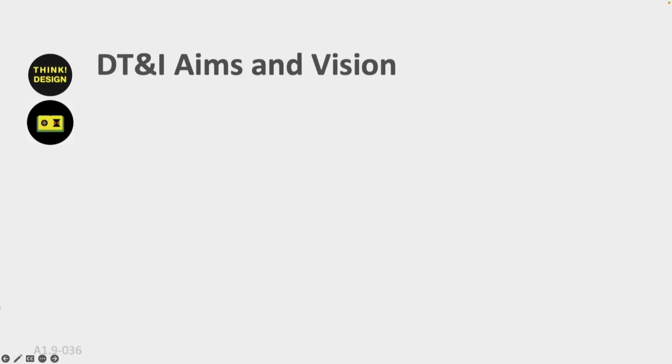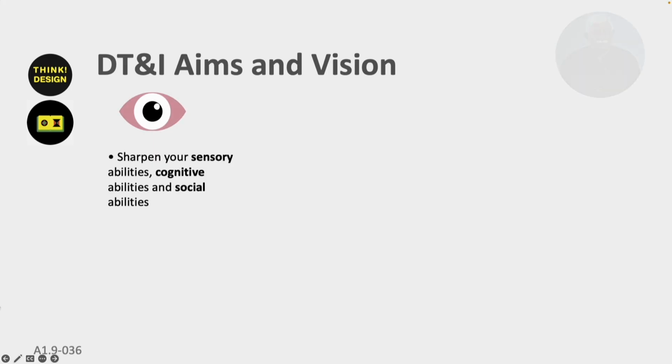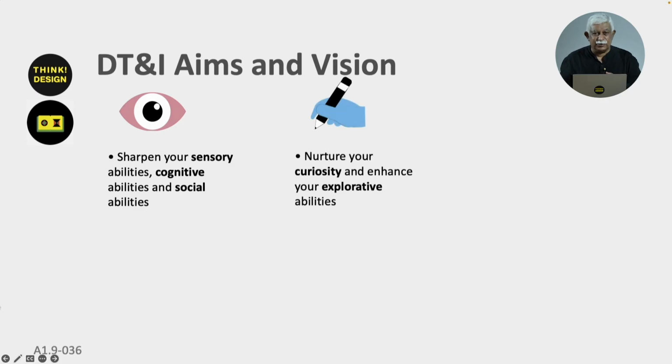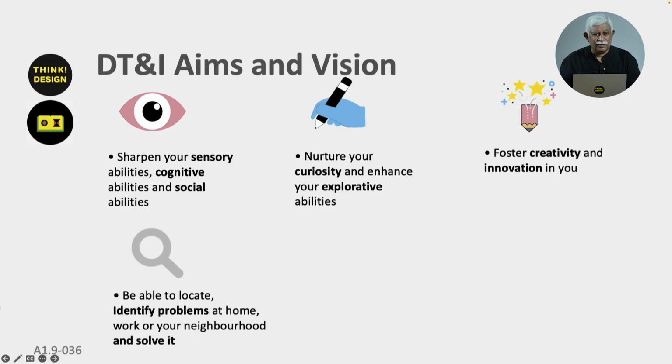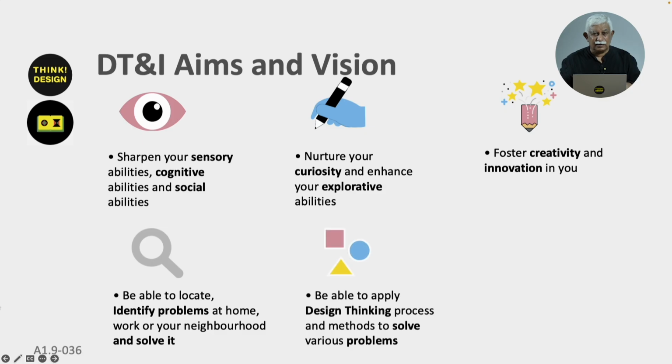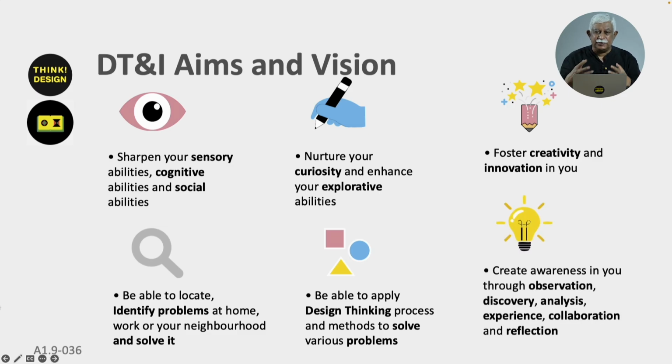So, we will sum it up with the aims and vision for this course. Okay, so, basically it will sharpen your sensory, cognitive and social abilities. It is supposed to nurture your curiosity and exploratory abilities, foster creativity and innovation in you. You will be able to locate, identify problems and solve it. You will use methods to solve the problem, and it is through observation, discovery, analysis, experience, collaboration and reflection.